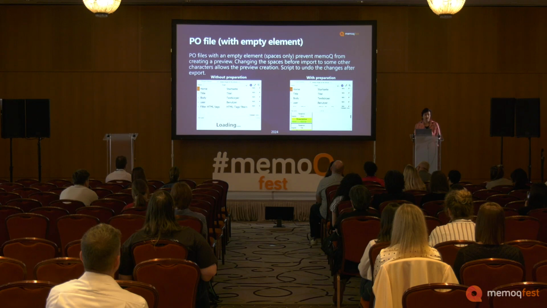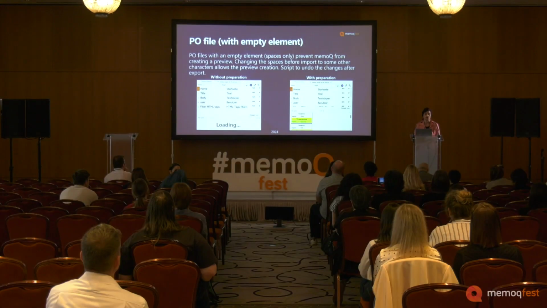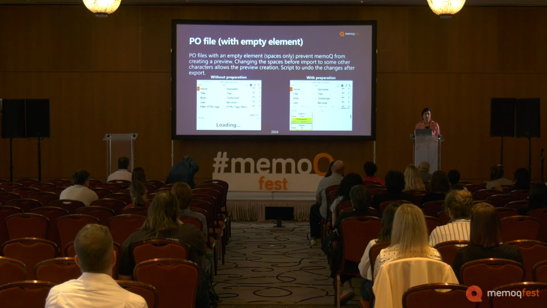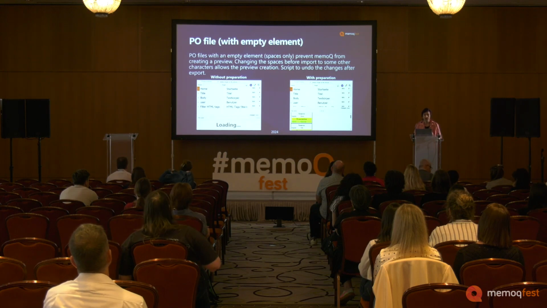There was a client who had some PO files, and it's a bilingual file format, which has a source part and the area for the target part. And one of these source target items had spaces in them, just only spaces. So no text to translate, just spaces. And that, for whatever reason, prevented memoQ from creating a preview. So the screenshot on the left shows you, it was always telling loading, but never producing a preview.